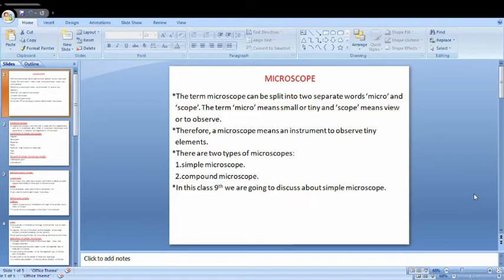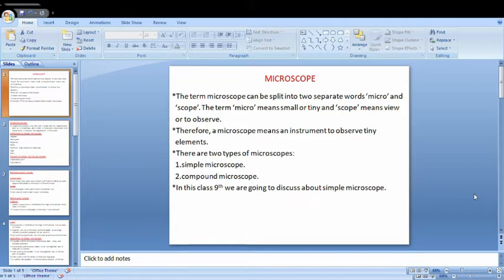Today we're going to discuss about microscope. Microscope is an instrument which is used to see organisms that are not visible to naked eyes. It is used to determine the shape, size and the function of an organism. So let's discuss the definition of microscope.